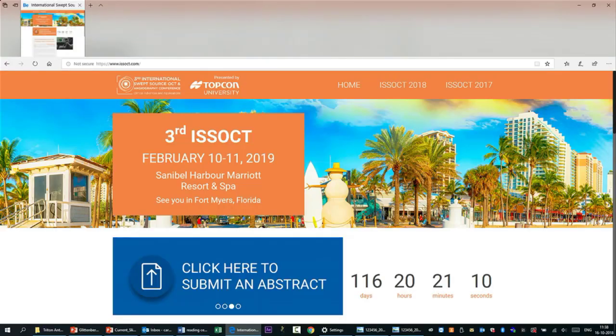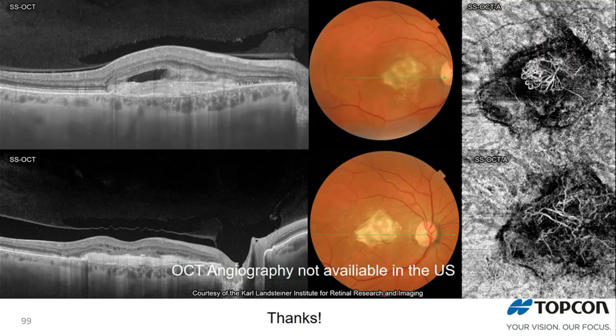I also want to point out that in February we're going to have the third ISS OCT meeting, the International Swept Source OCT and OCTA conference, which is being organized by Rick Spaide. We have a lot of great speakers, Vas Sada, Nitin Chaudhry, and a whole group of other people. It's going to be a really good show. It goes over 2 days. You can also submit your own abstract to it if you want to participate. We expect about 300 to 400 people at that meeting.